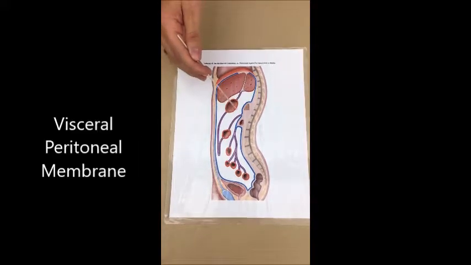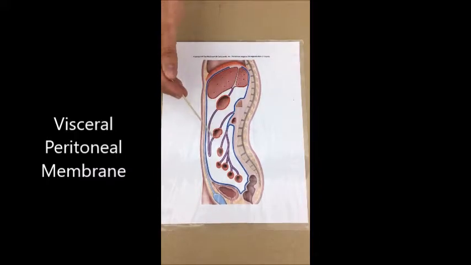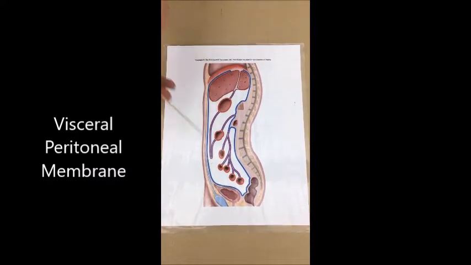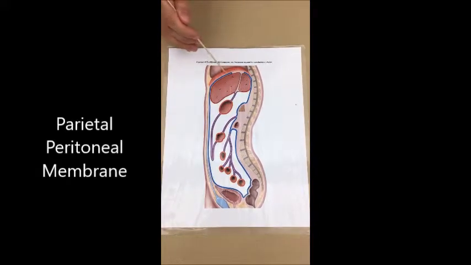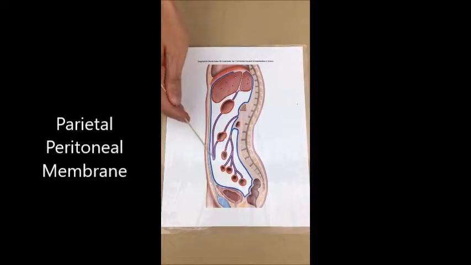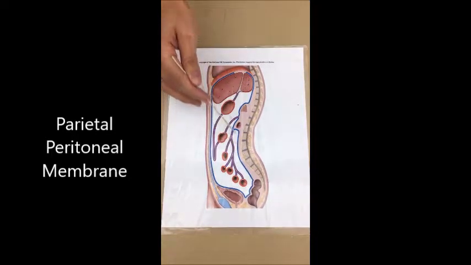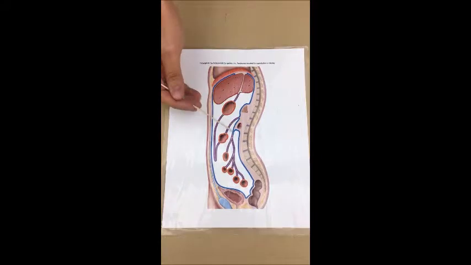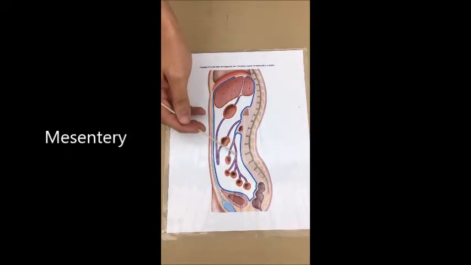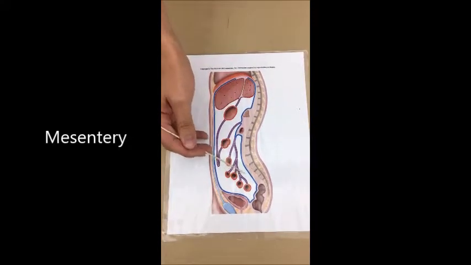Here is the visceral peritoneal membrane, found in red. Here's the parietal peritoneal membrane in blue. It goes all the way around the cavity. Here is the mesentery in purple. It goes to the small intestine.